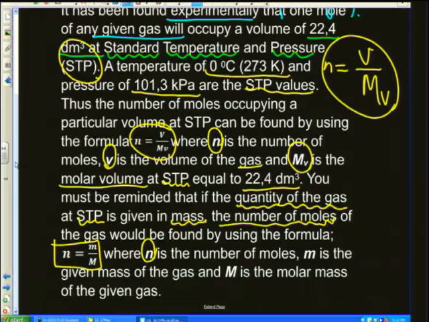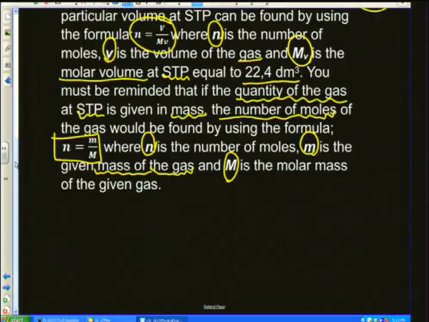Like I said earlier on, n represents the number of moles. This time we've got small letter m there. The small letter m represents the given mass of the gas. And capital letter M, very important, represents the molar mass of the given gas. So differentiate between the two m's: small m, given mass; capital letter M, molar mass.